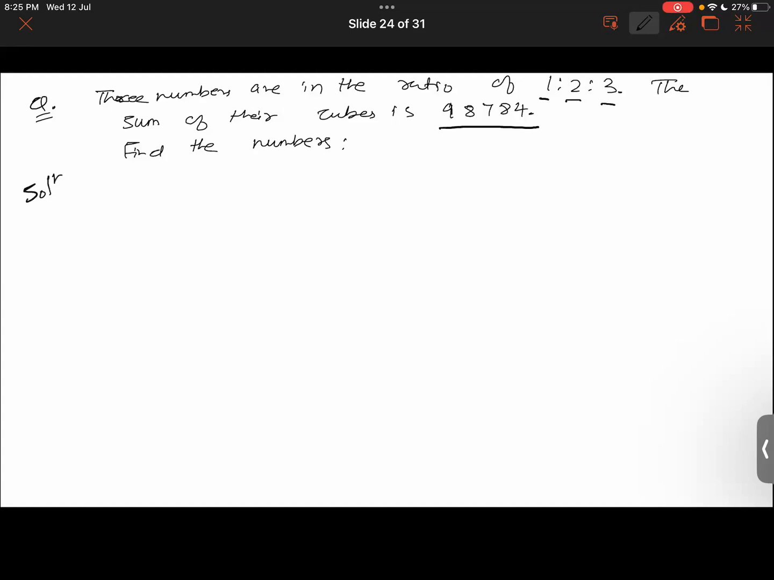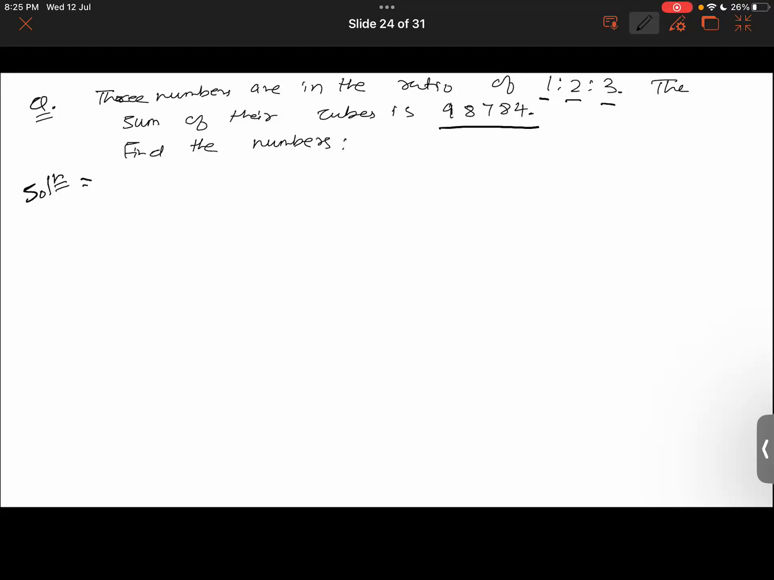So how will you solve this one? Any idea? Okay, try solving this one. Ahmed, you also solve. Sir, cube of 984 we have to find. No, you have to find the numbers here. Read the question carefully. 3 numbers are given here in the ratio of 1:2:3. And their sum is also given here.